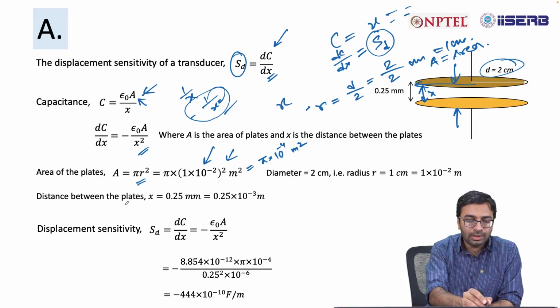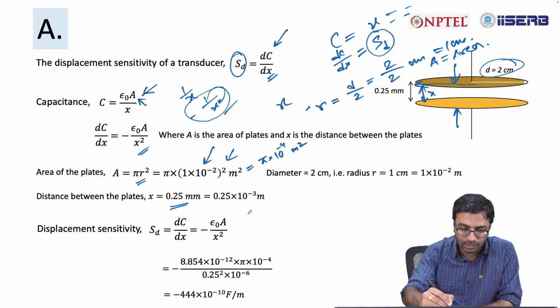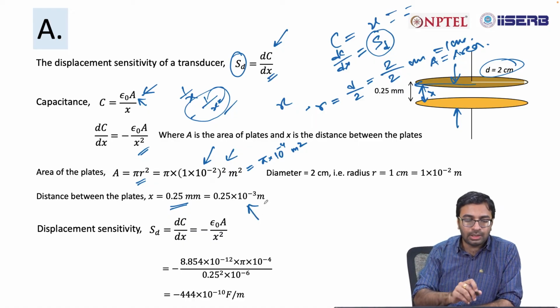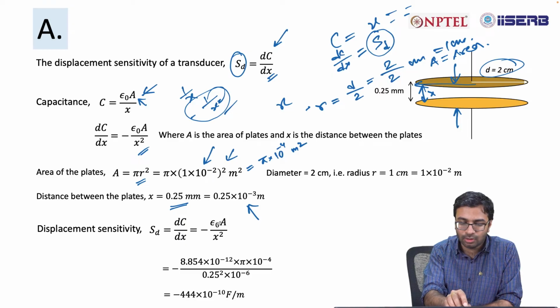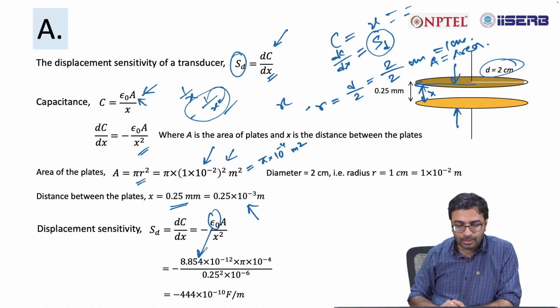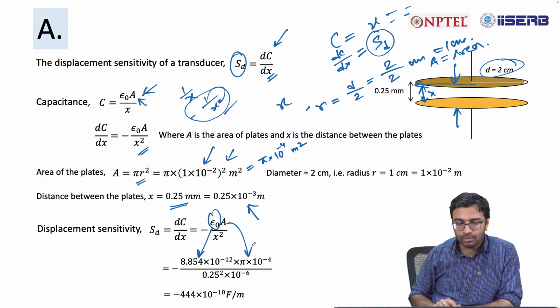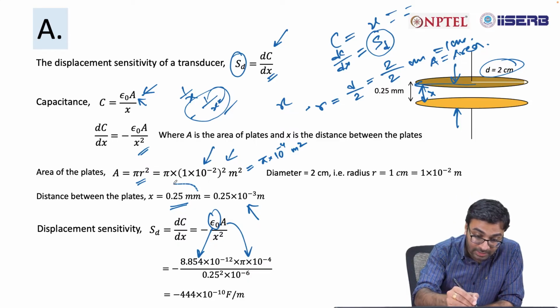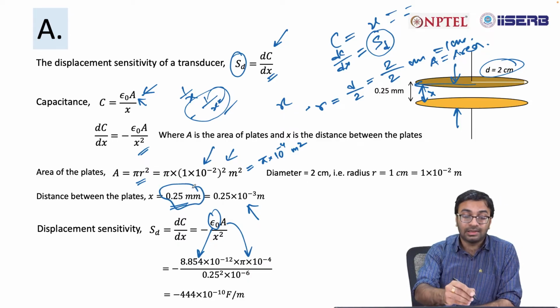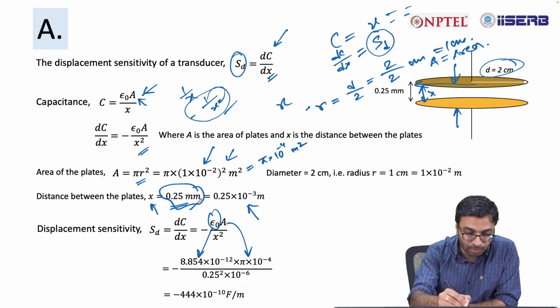Now, the distance between the plates x is equal to 0.25 mm, that is what we know. So, your displacement sensitivity is dC/dx is equal to minus epsilon 0 A by x square. The value of epsilon 0 is given over here. The value of A we have just calculated, pi into 10 to the power minus 4, and the value of x is 0.25 mm. At this point only the sensitivity we need to calculate. So, just put the value of 0.25 mm in here.